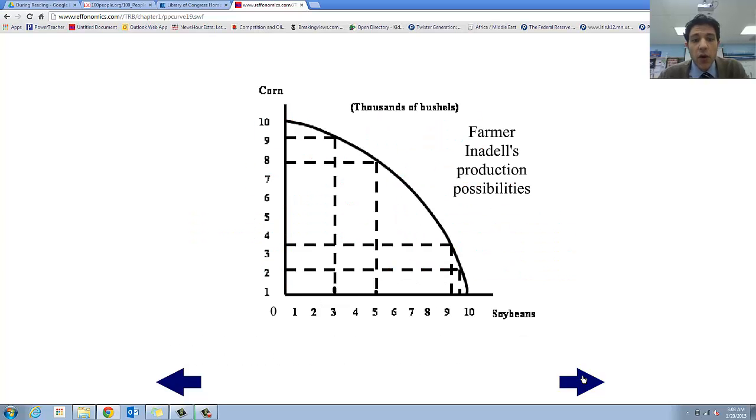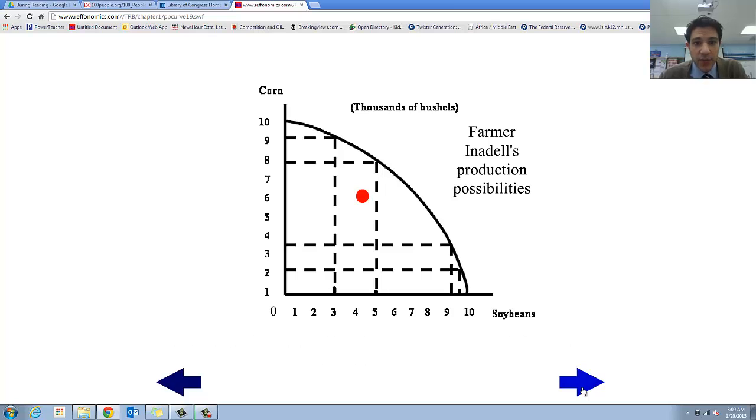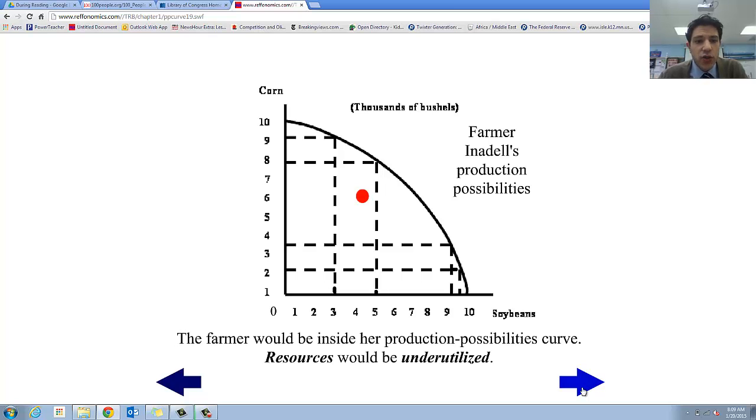So, a couple notes here. What if she produces 6,000 bushels of corn and 5,000 bushels of soybeans? Where does that land us? 6,000 bushels of corn, about 5,000 bushels. Oh, we're inside the line there. Okay? We're at that point, and that's not good. We call that inside the line. So this would be considered, her resources would be underutilized. We're still making corn, we're still making soybeans, but we want to be on this line. Okay, this is what's attainable, and this is the most efficient use of resources. We're being under efficient here.